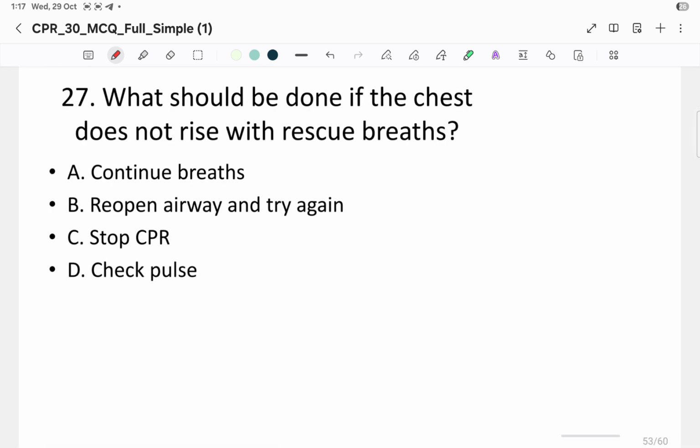Next, what should be done if the chest does not rise with rescue breaths? Option A, continue breaths. B, reopen airway and try again. C, stop CPR. D, check pulse. And the correct answer is option number B. We have to reopen the airway and try again when the chest does not rise with rescue breaths.